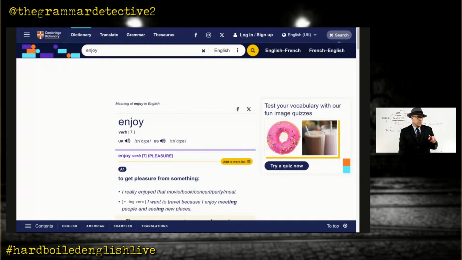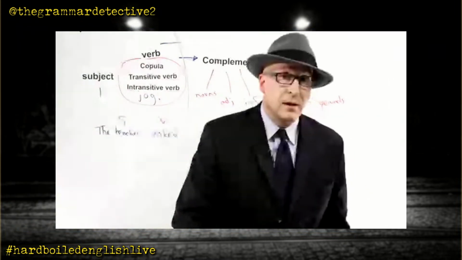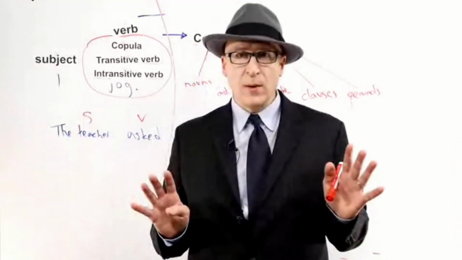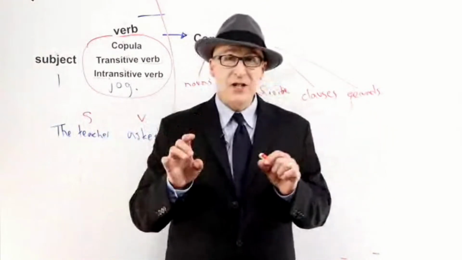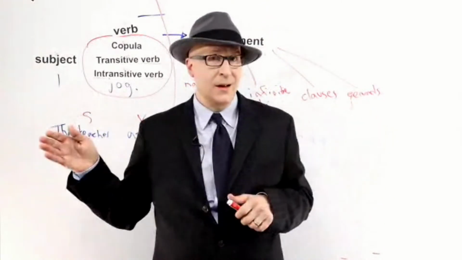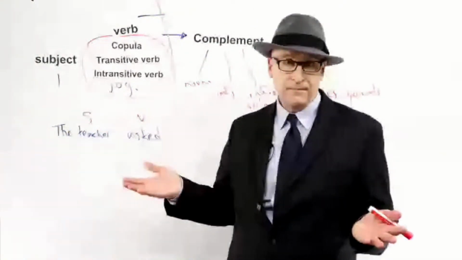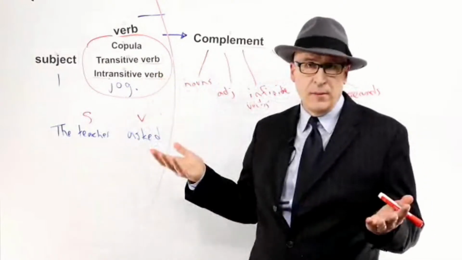And you can see the example there. I really enjoyed that movie. That movie is your direct object. So the dictionary is one way to determine what kind of verb it is. Another way, and probably the most natural way, is just pay attention. Read. Pay attention to what comes after the verb. Whatever comes after the verb will tell you what kind of verb it is. If you see a noun right after the verb, it's transitive.